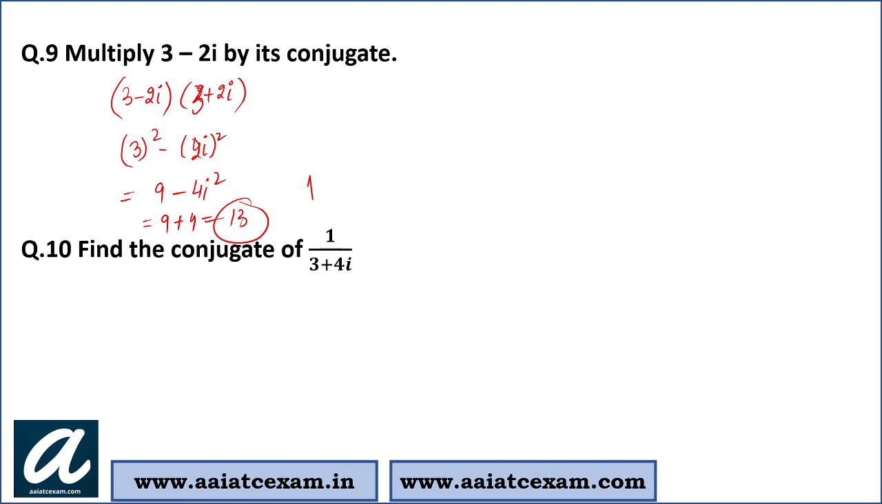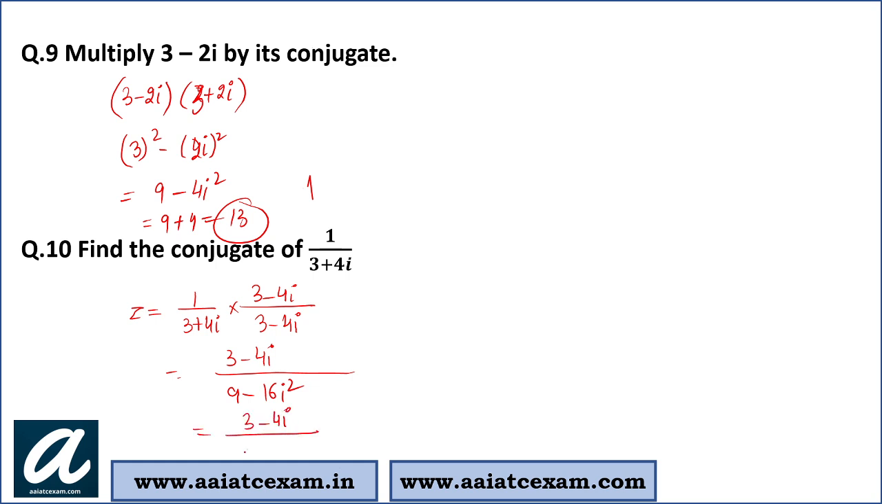Next question is find the conjugate of this. Students, I told you you cannot find the conjugate until your question is in the standard variable form. So what I'm trying to do here, just convert this question in standard form. How? By rationalizing the denominator. So I'm writing 3 minus 4 iota by 3 square minus 16 iota square. So this is 3 minus 4 iota by 9 plus 16, which can be written as 3 by 25 minus 4 by 25 iota. So this is my question.